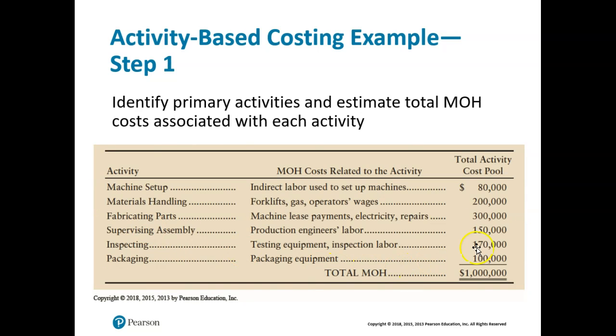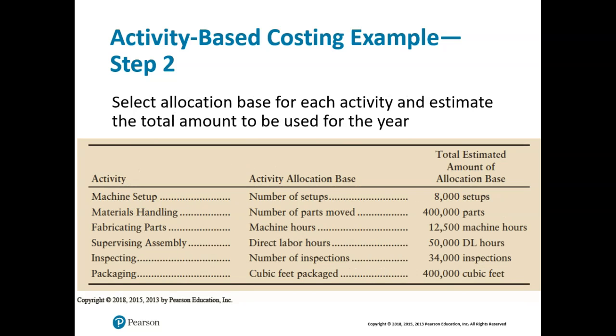Oh, wait a minute. What's our total? Our total is $1 million. It's the same million that we had before, only now we're going to allocate it by activities, and these are the costs that relate to each activity. Then we go to each activity and figure out the total number of actions per year for each of these pools. For machine setup, we've got 800 setups.